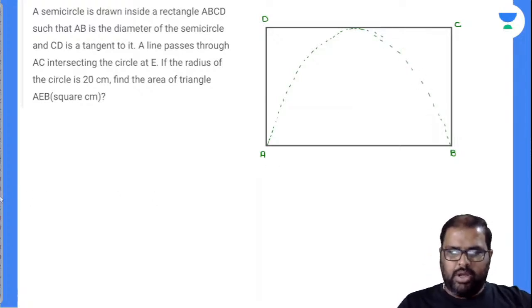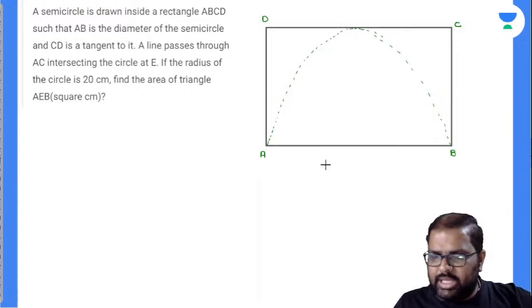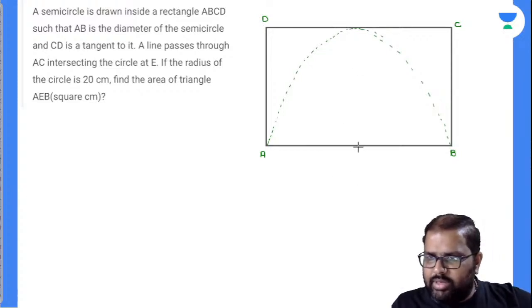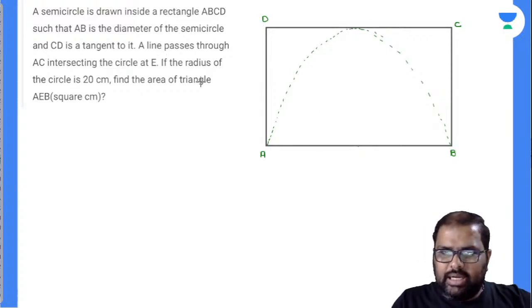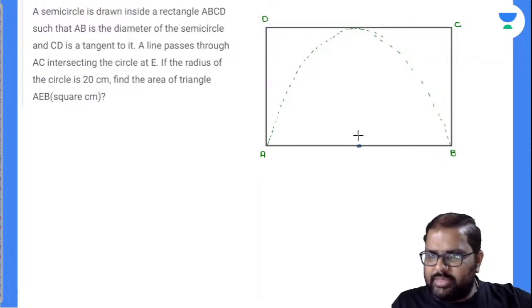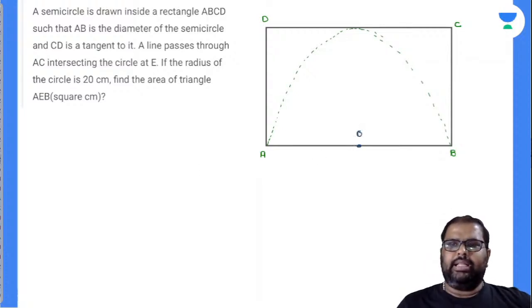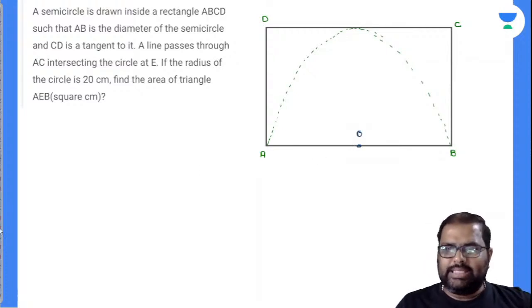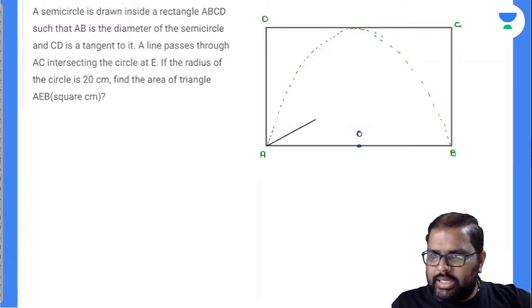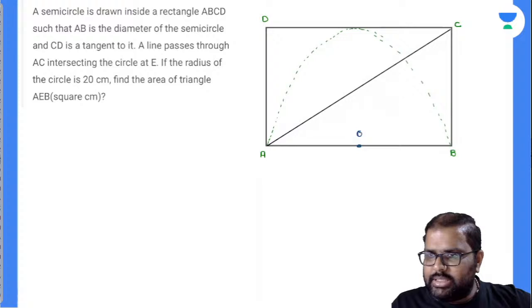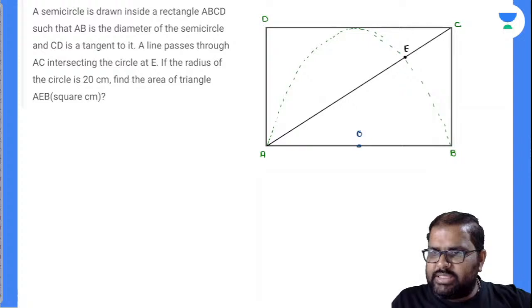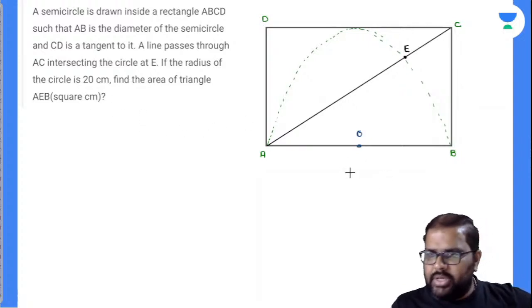Now CD is the tangent, AB is the diameter. Now O will be the center of the circle, and this will be the radius of the semicircle. Any other point? A line passing through AC intersecting at E, it seems. Now this is AC, and this point is nothing but called E. If the radius of the circle is 20 centimeter, so AB side length will be 40 centimeter.